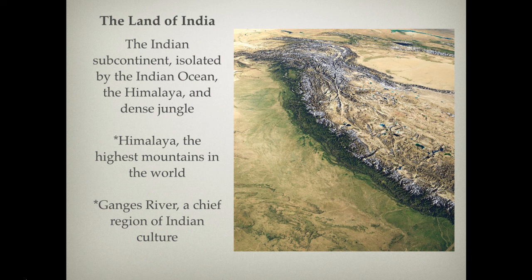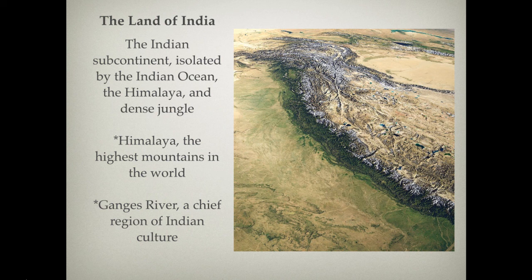Now, first we'll begin to talk about geography, because geography shapes societies. So, the Indian subcontinent was largely isolated by the Indian Ocean, the Himalayas, and dense jungle. More than any other region that we've discussed, it is isolated by the geography that surrounds it.